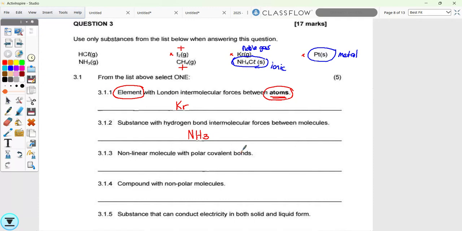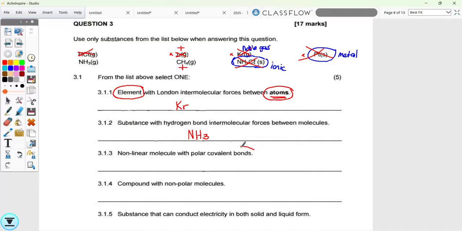Non-linear molecule. Linear means straight line. So two atoms will always be in a line. So if they say non-linear, it cancels everything that only has two atoms. And it cancels the noble gas, and it cancels the ionic, and it cancels the metal. So we are only left with those two. So they say a non-linear molecule with polar covalent bonds.